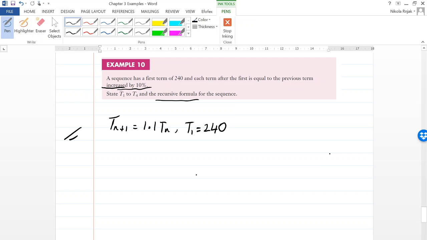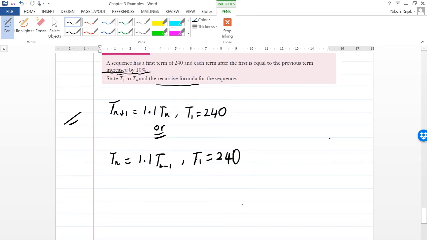So you could have written this again, or could have written it the other way. So you could have written this in the other form as the current term is equal to 1.1 times the previous term, so t of n minus 1, where t1 is equal to 240. Whichever way you prefer to write it, okay, is fine. All right, so that's the recursive formula. And then to state T1 to T4, let's do that.